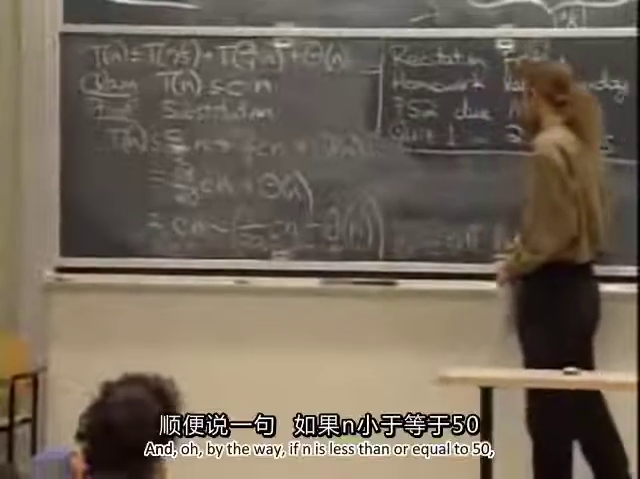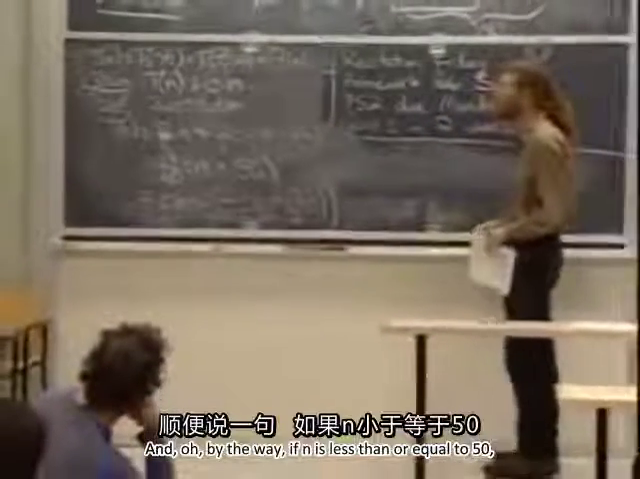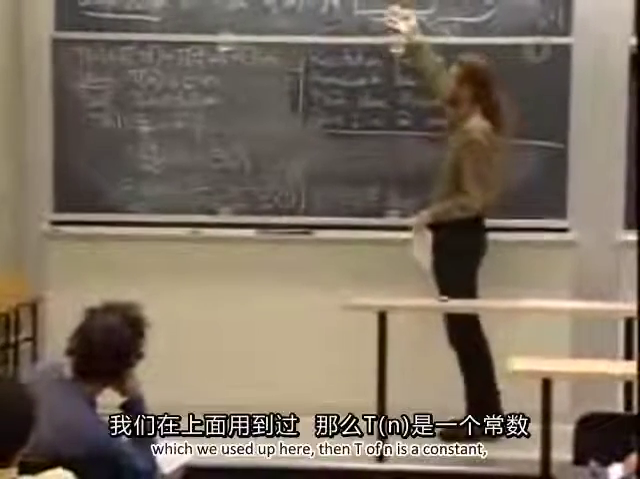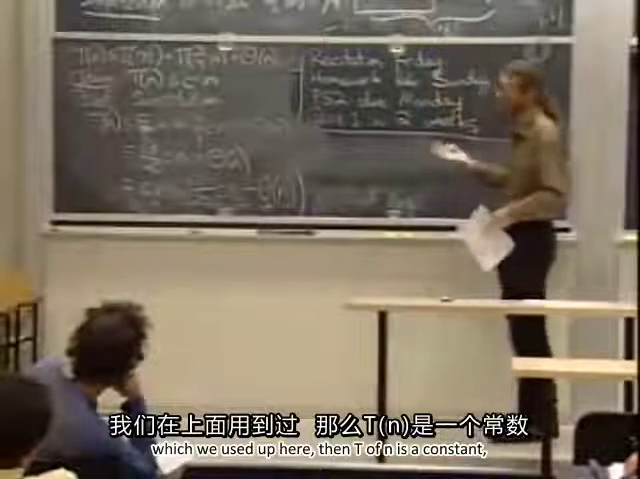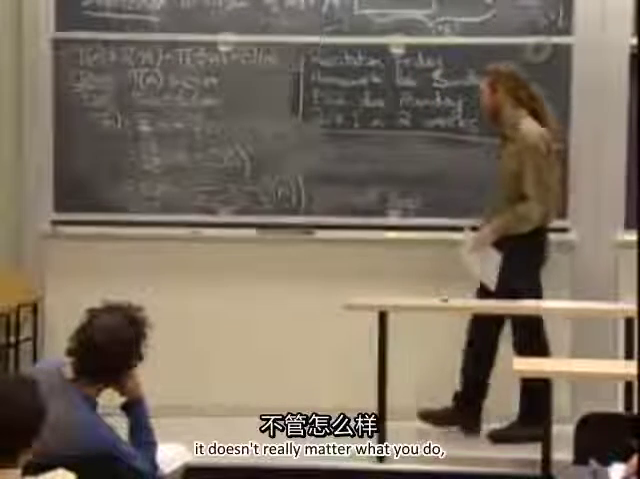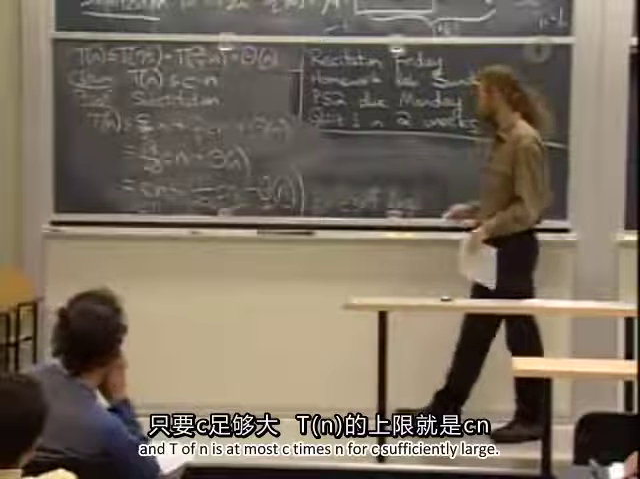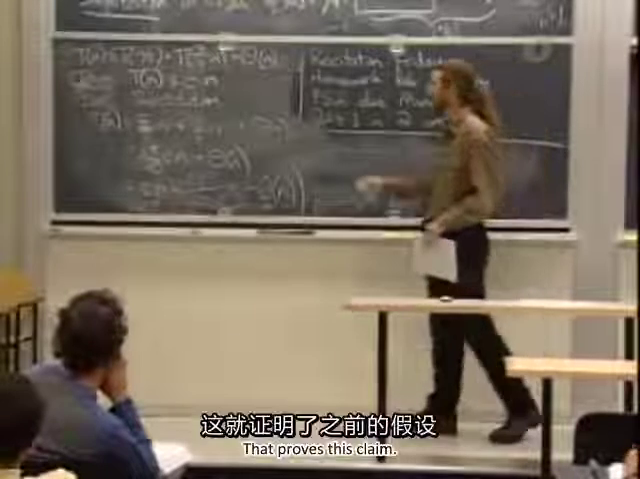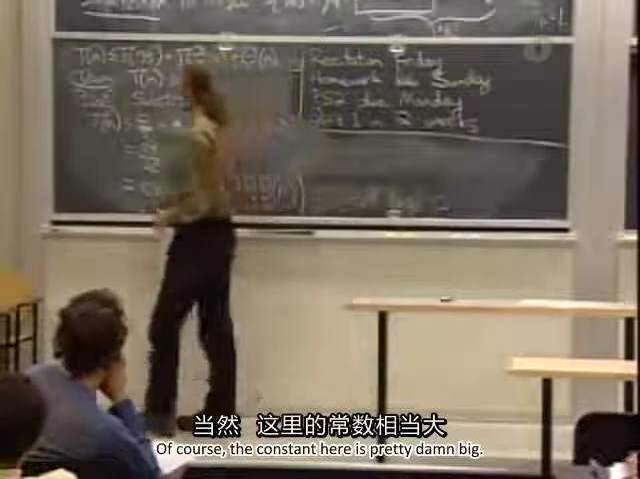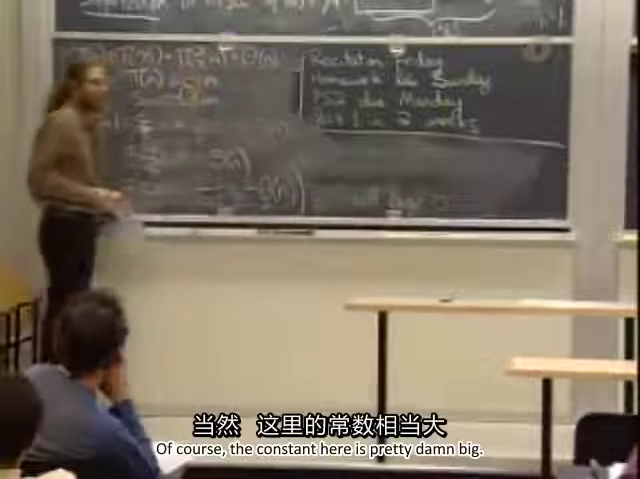And by the way, if n is less than or equal to 50, which we used up here, then T of n is a constant. It doesn't really matter what you do. And T of n is at most C times n for C chosen sufficiently large. That proves this claim. Of course, the constant here is pretty big.